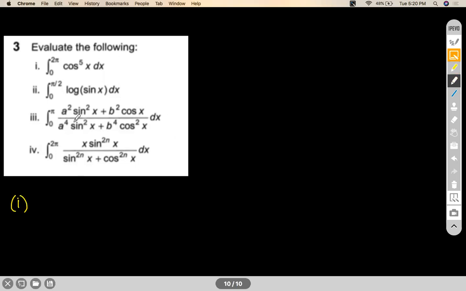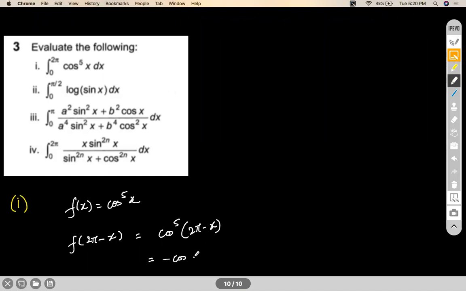So what you do is you realize that if f of x was cos to the power 5, the moment you do cos of 2a minus x, 2a here is 2 pi. So you will realize you get cos to the power 5 of 2 pi minus x, which is actually cos x.